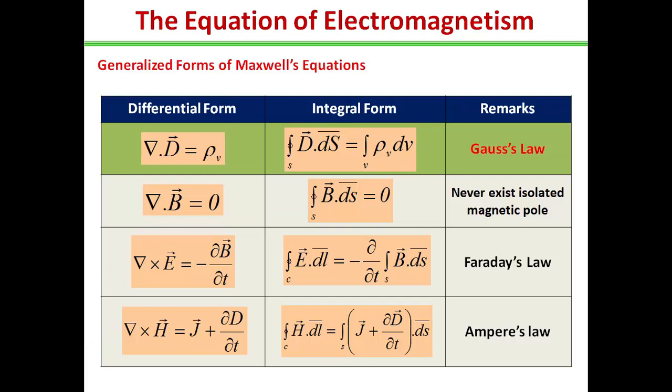Thus we can say that for a field to qualify as an electromagnetic field, it must satisfy all four of Maxwell's equations. In this video our focus will be on the first Maxwell's equation only, that is Gauss law of electrostatics.